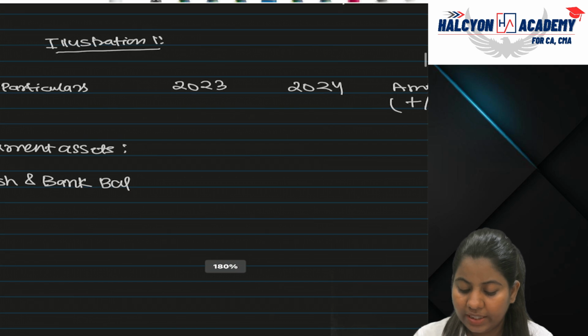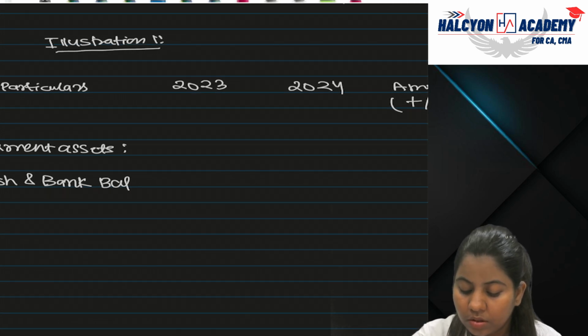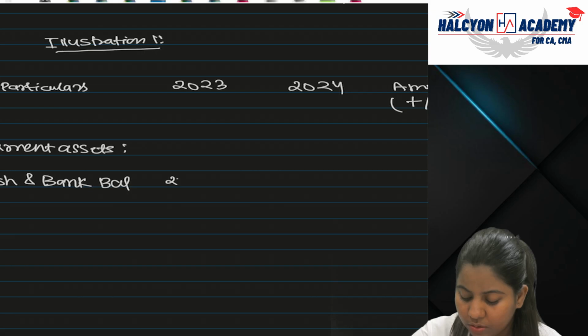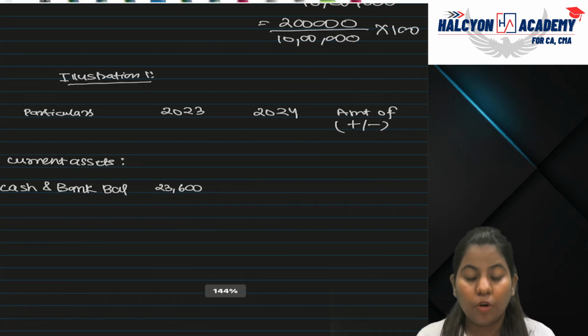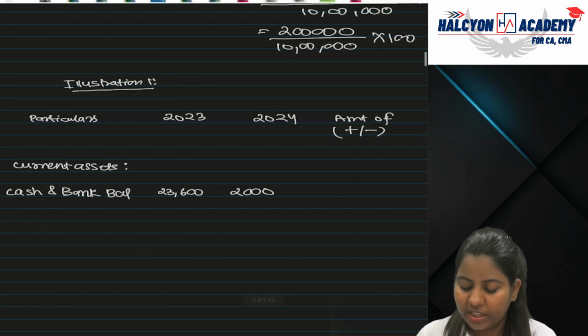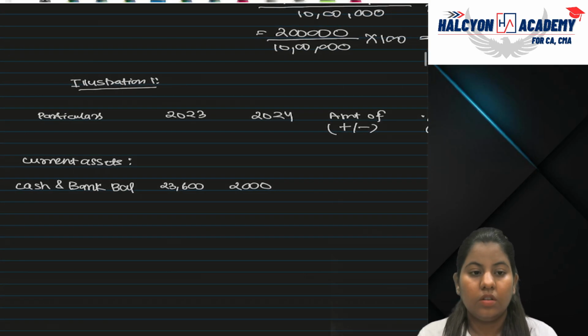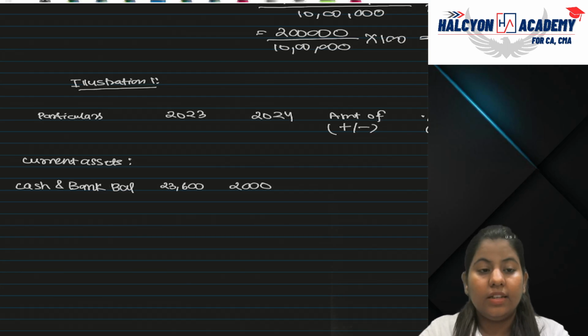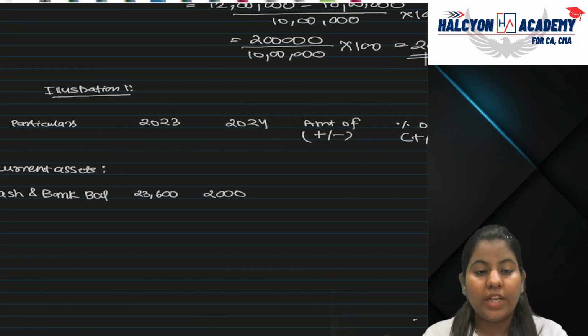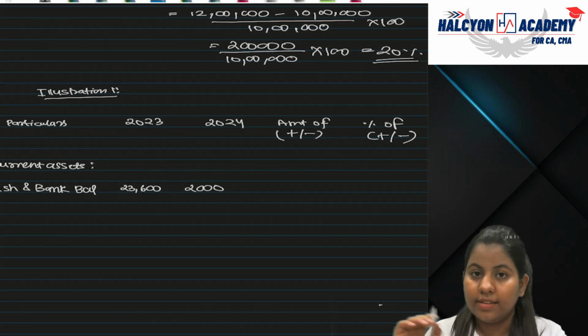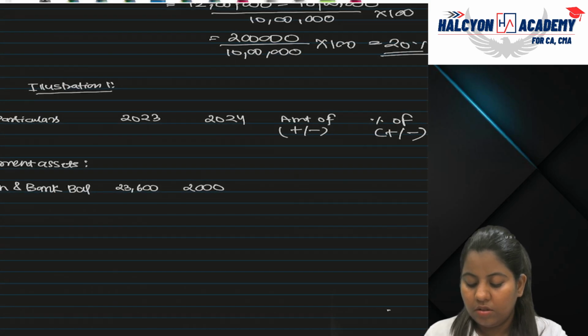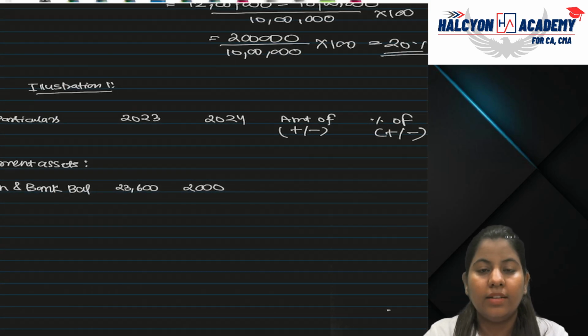So in 2023, put 23,600, and in 2024 it became 2,000. In 2023, the cash and bank balance was 23,600, and in 2024 it is 2,000. So how much change is there? Is it decreasing or increasing? In current year, the cash and bank balance is less.